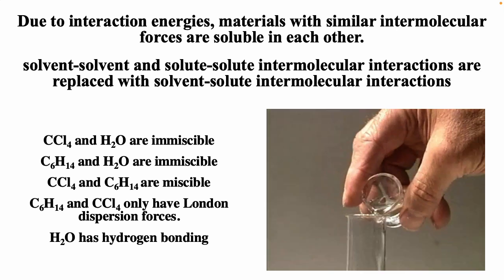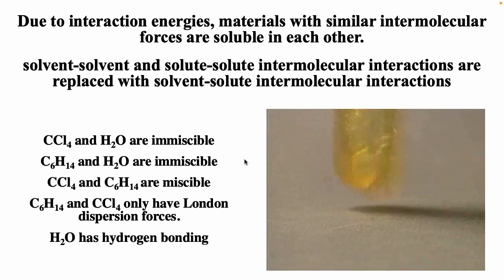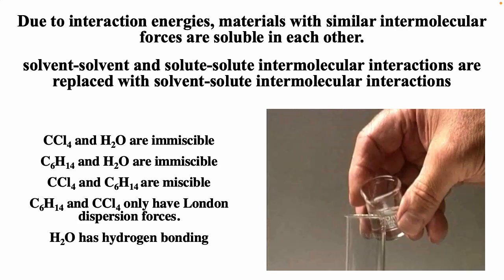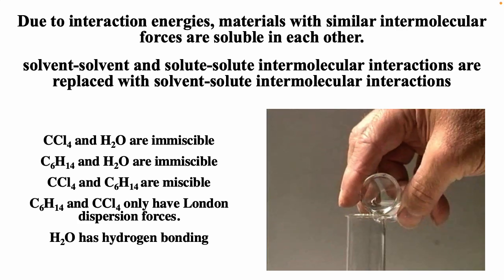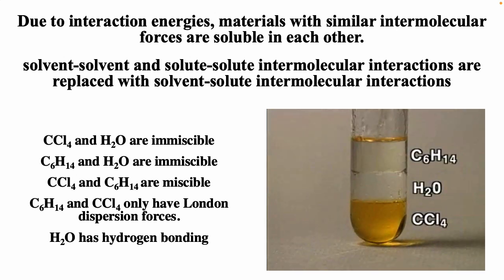When polar water is added to the test tube, it forms a layer on top of the carbon tetrachloride, since water is immiscible with and less dense than carbon tetrachloride. When nonpolar hexane is added to the test tube, it forms a layer on top of the water, since hexane is immiscible with and less dense than water.